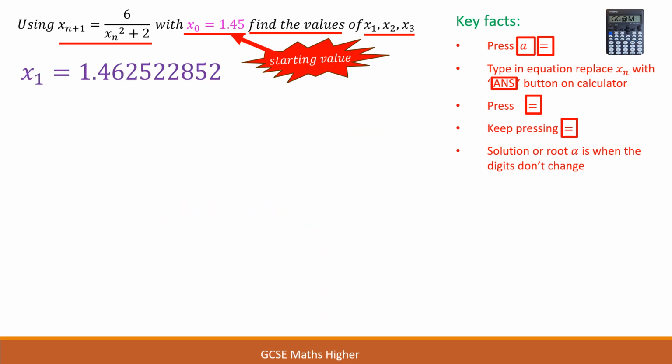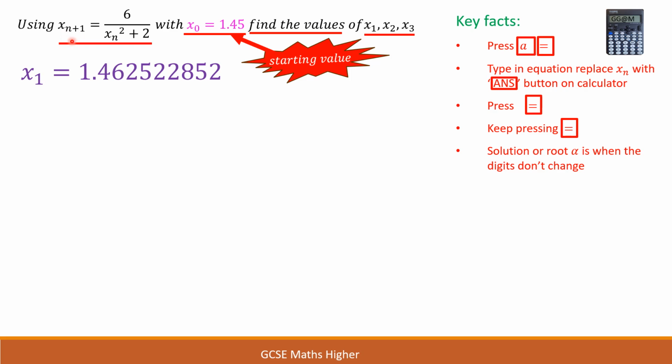Now to find x2, we're going to use our x1 value. So we know the answer for x1 is 1.462522852. Now n is equal to 1. So we're going to substitute 1 in on the right hand side. So I've got x1 squared plus 2 in the denominator. So we're going to do 6 divided by that answer. But here n is equal to 1. So 1 plus 1 is 2.